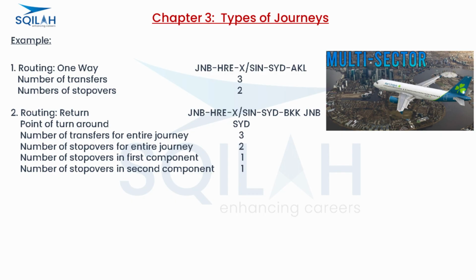JNB, HRE, X/SAN, SYD, BKK, JNB. Point of turnaround: SYD. Number of transfers for entire journey: 3. Number of stopovers for entire journey: 2. Number of stopovers in first component: 1. Number of stopovers in second component: 1.